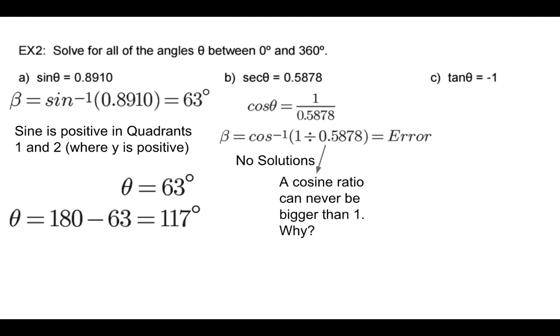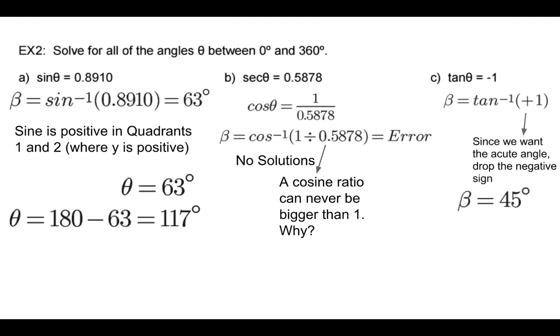And then tan theta, we want to find out the angle that gives you 1. And so we know the related angle is going to give you 1. So if we do the tan inverse of positive 1, we actually get 45 degrees. Now we don't want 45 degrees in the first quadrant because tan isn't positive in the first quadrant.